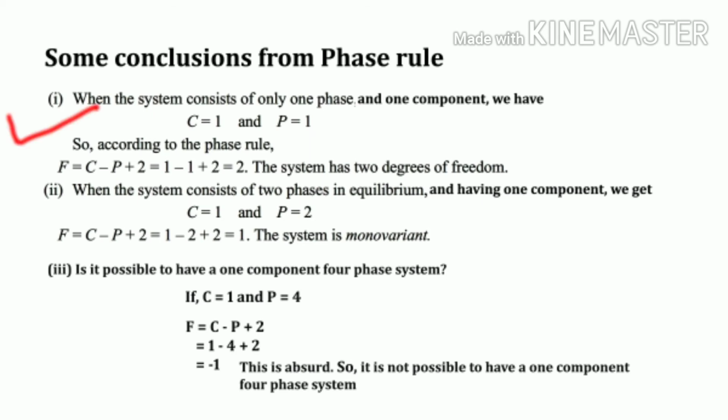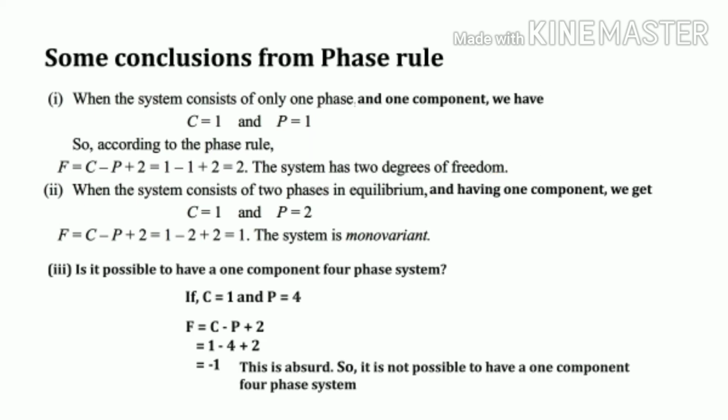First one, when the system consists of one phase and one component, we have C is equal to 1 and P is equal to 1. So according to the phase rule, we get F is equal to C minus P plus 2, which is equal to 1 minus 1 plus 2, and it is equal to 2. So the system has 2 degrees of freedom.